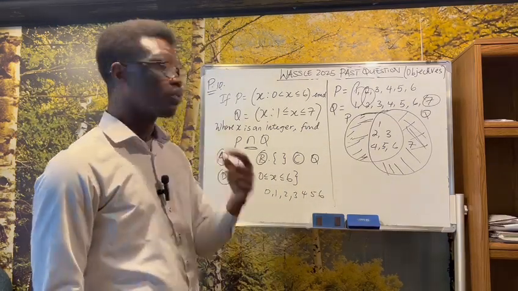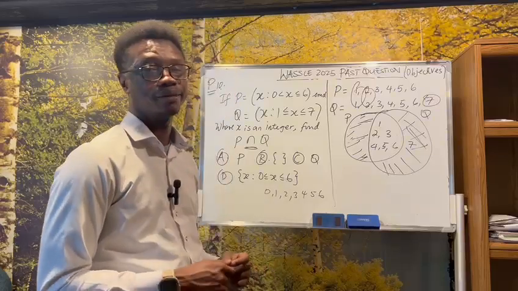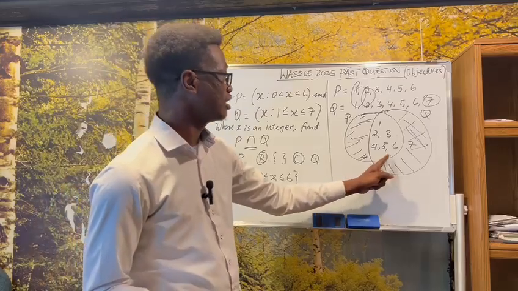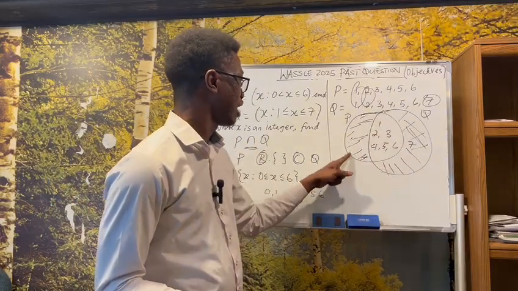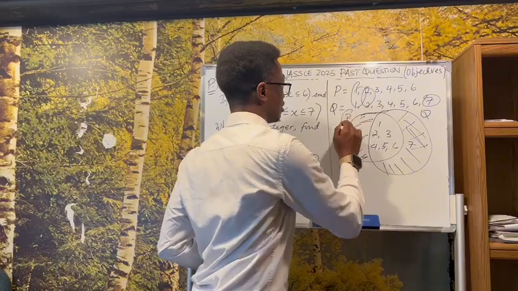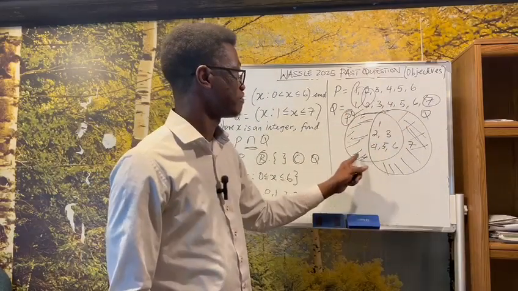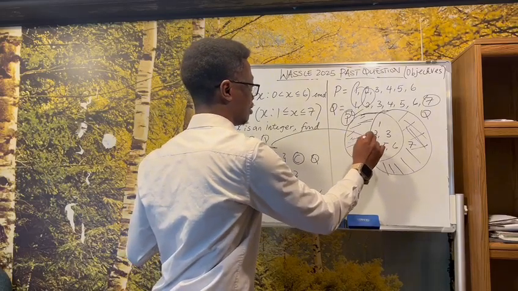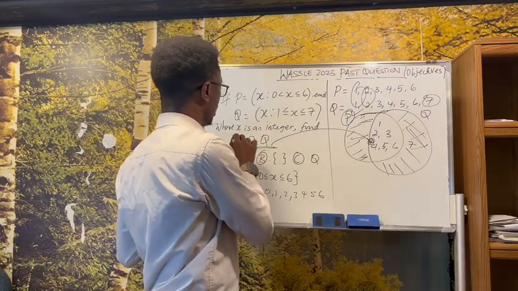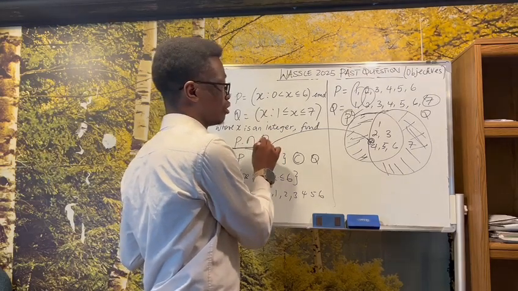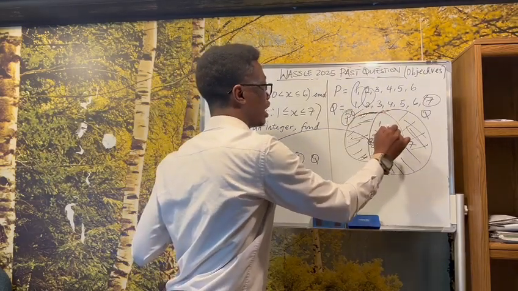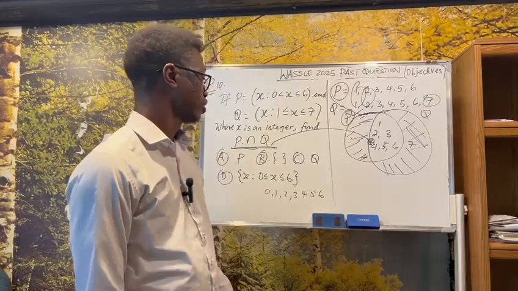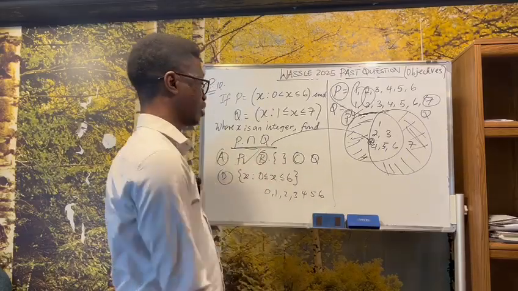Now, what is our correct answer? If we want to solve this, we can see that all these elements here are within P. All of them. P intersect Q simply means the elements that are in both P and Q, and the elements that are in both P and Q are all elements that are in P. Easy. So hence our answer becomes A.